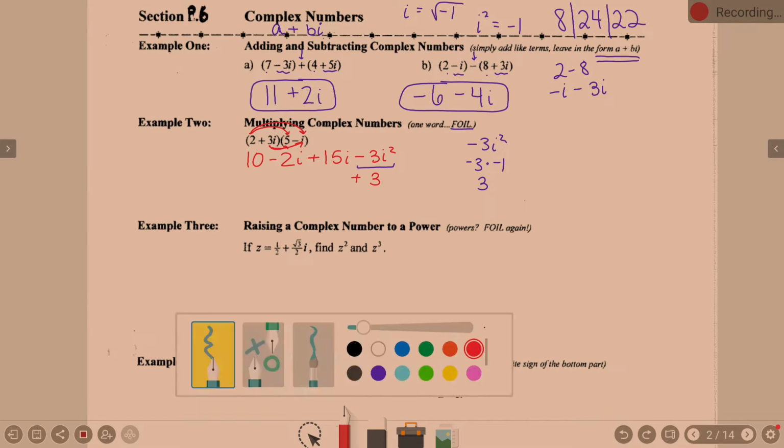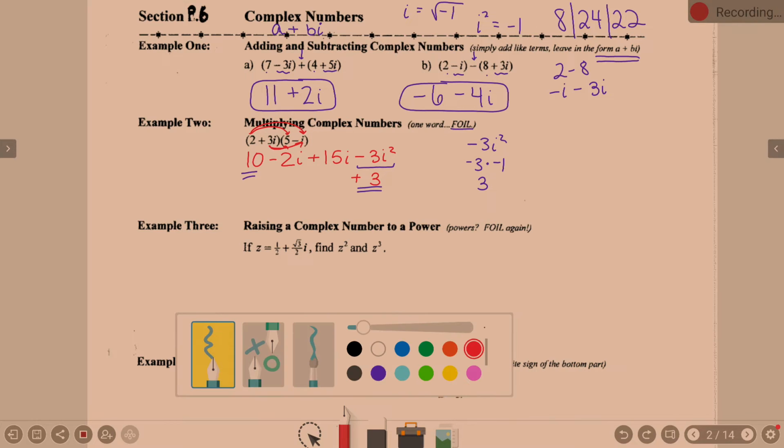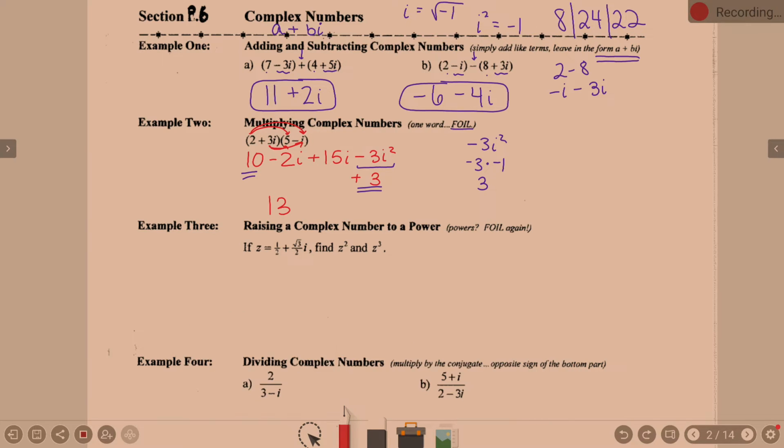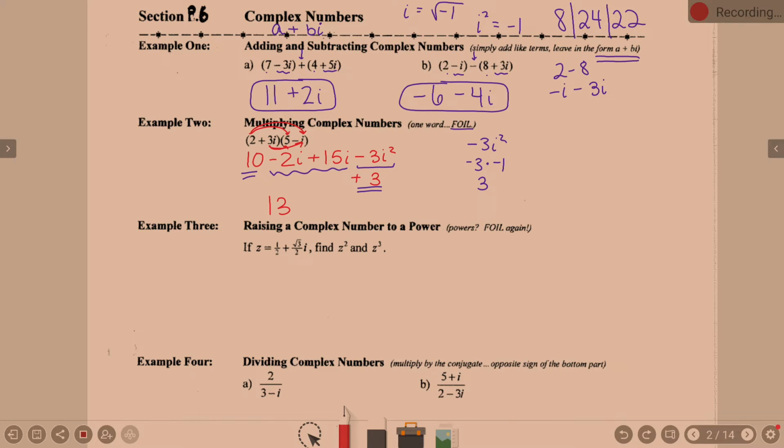And I heard something about like terms. What are we putting together then? You'll do 10 and +3, and -2i plus 15i. So 10 plus 3 is 13, and -2i plus 15i is +13i. At this point, we don't have like terms, so we're going to stop here.